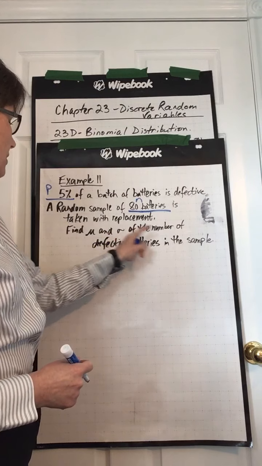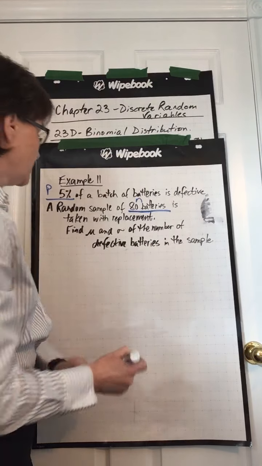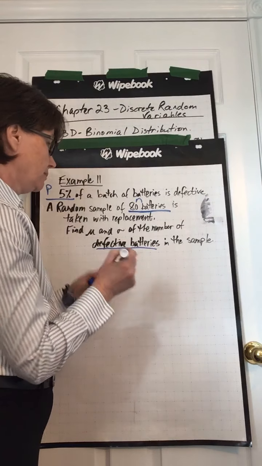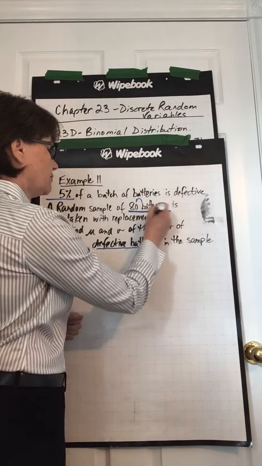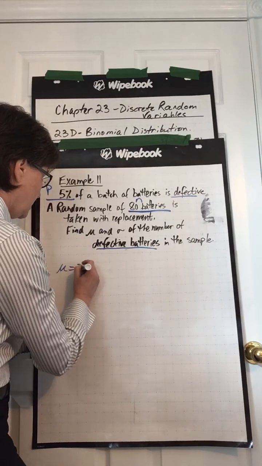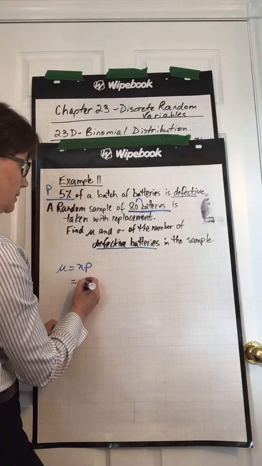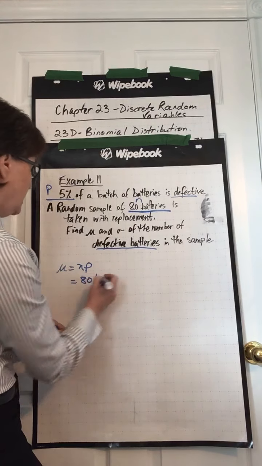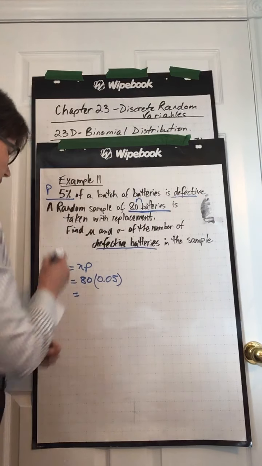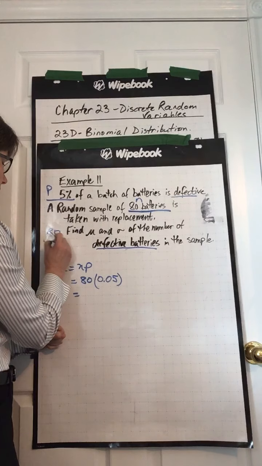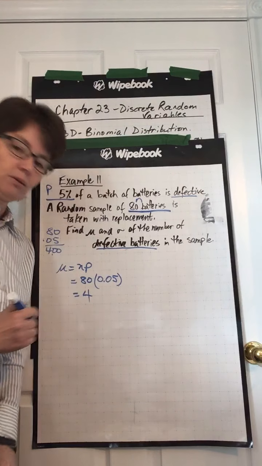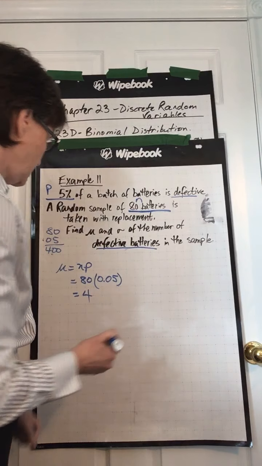Find the mean and the standard deviation of the number of defective batteries. Okay, so this is important. Defective batteries is what we're looking for. So random variable x represents the number of defective batteries, and that's what this percentage was. So mean, again, n times p. n is 80 batteries in the sample. Probability of defective is this. So 80 times 0.05 is 4. So we would expect 4 of those batteries to be defective.